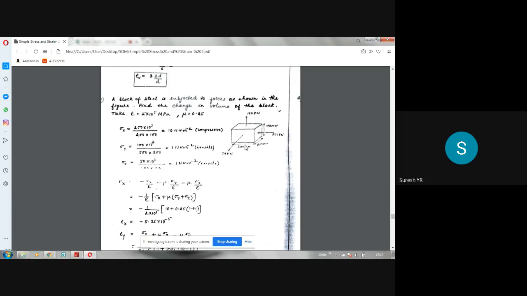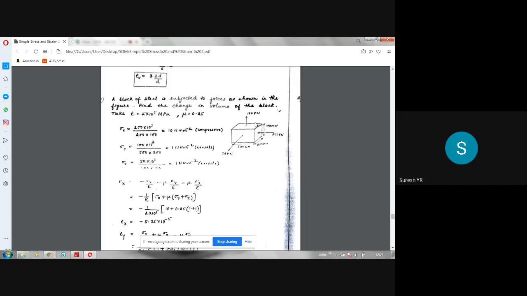So the dimensions are 500 mm by 200 mm by 100 mm. So 500 mm is the length, 200 mm is the width, 100 mm is the depth. So this is the given problem. The question is find the change in volume of the block. Take E is equal to 2 into 10 power 5 MPa. Even if it is not given for steel, you can assume that value, 2 into 10 power 5 Newton per mm square or MPa, megapascal. Poisson's ratio 0.25. Poisson's ratio for the steel is 0.25.